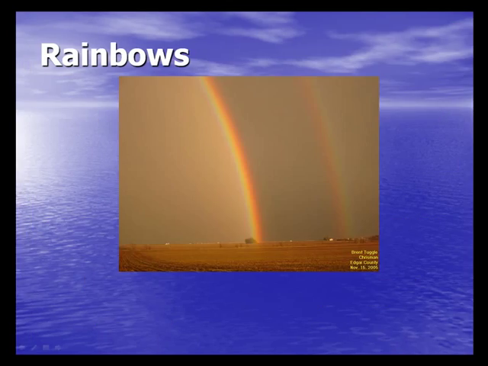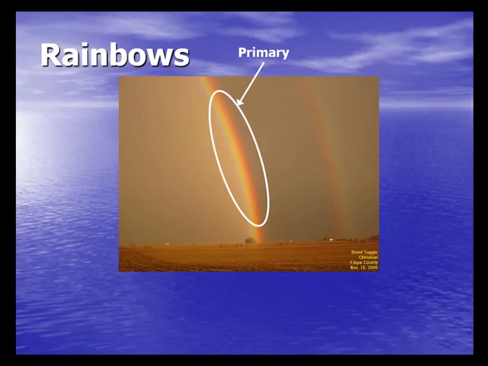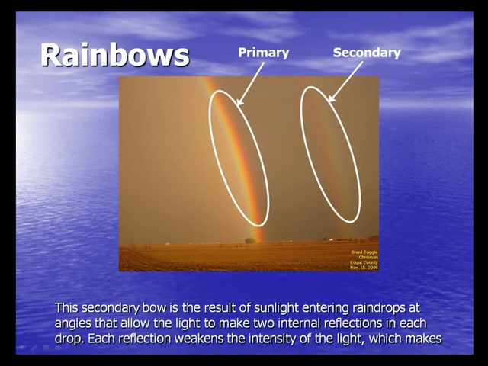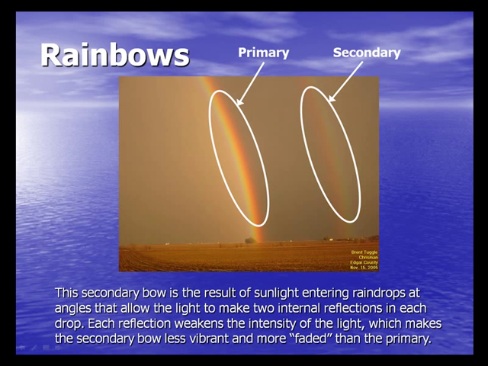In this image of a rainbow, it's rather easy to see the bow in the center of the picture. However, if you look closely to the right of the main primary bow, you can see a faded secondary bow. This secondary bow develops as a result of light entering raindrops at angles that allow the light to make two internal reflections in each drop. Each reflection weakens the intensity, making it faded in appearance. The colors are also in reverse, with red on the inside and violet on the outside.